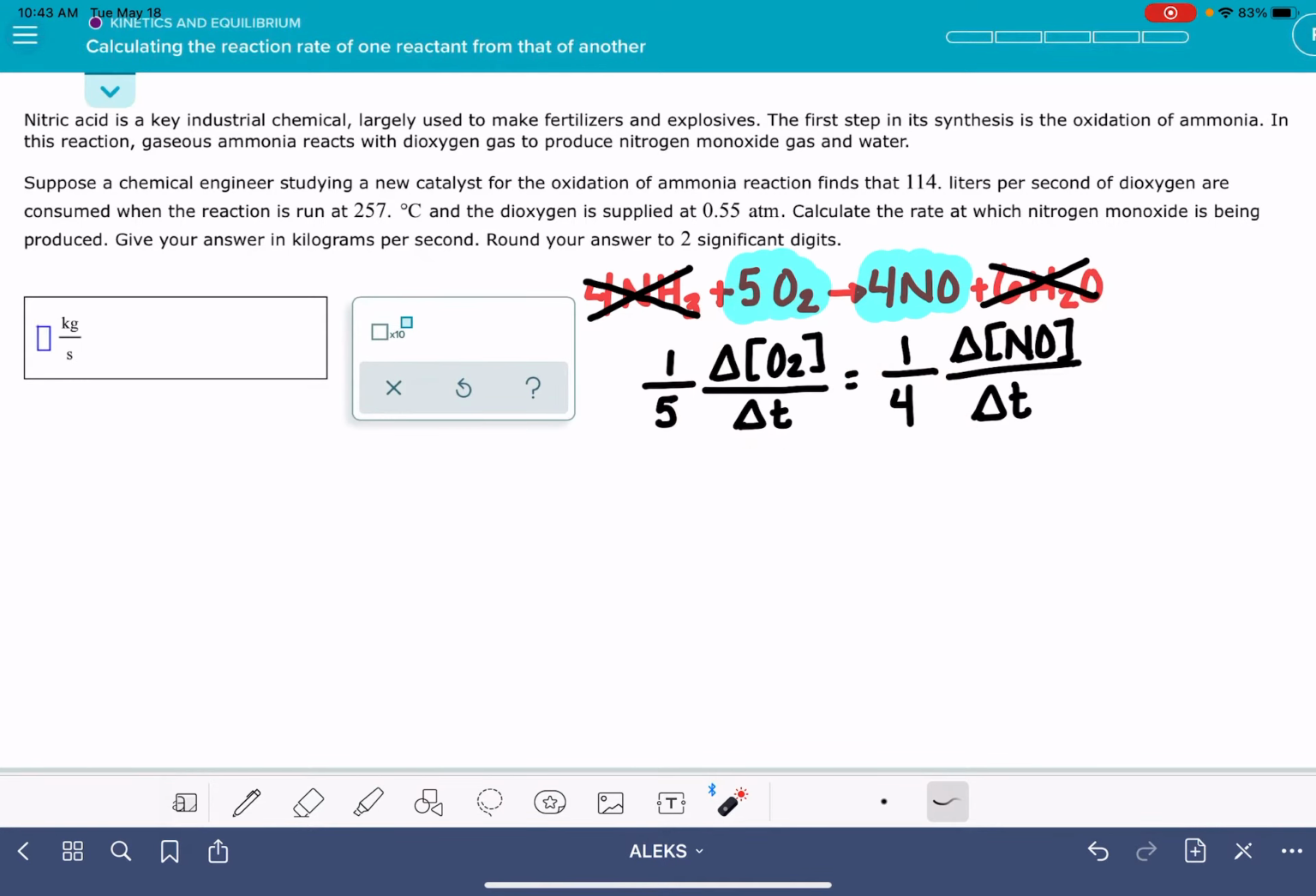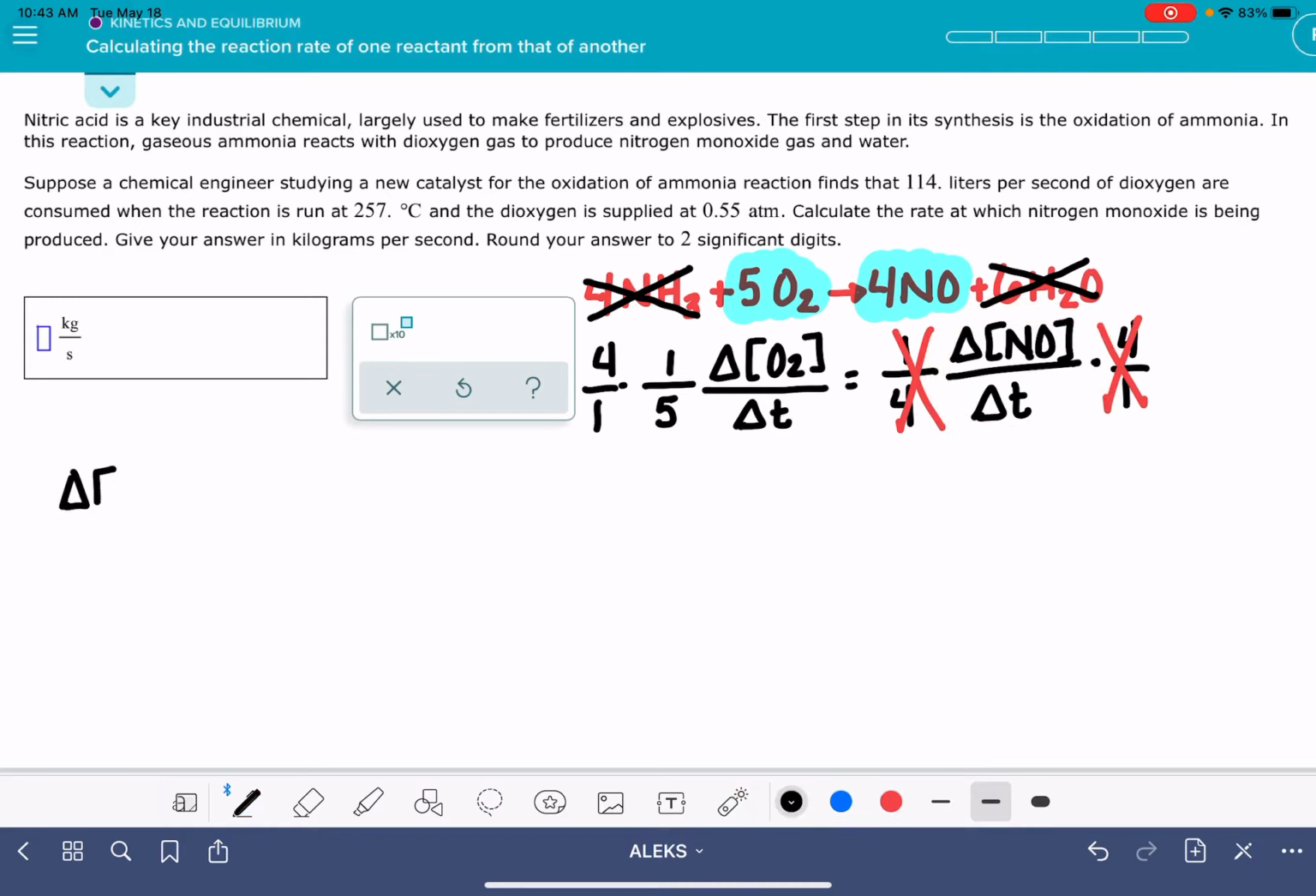And this problem is asking us to calculate the rate for NO. So that means this is what we're trying to calculate right here, just this part right here. And so what I'm going to do is multiply both sides by 4, so that I can cancel out this 1/4 term right there. And now I have isolated what I'm actually trying to solve for, which I'm going to rewrite down here.